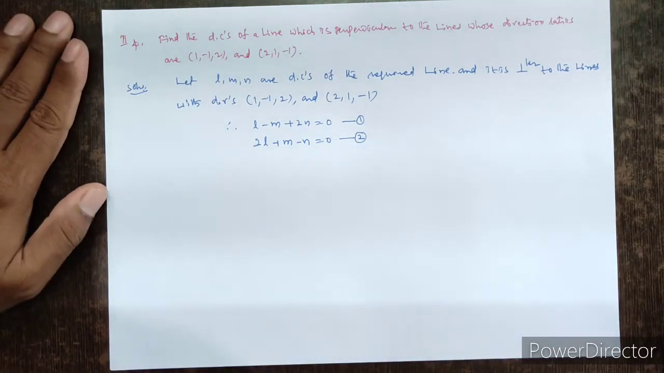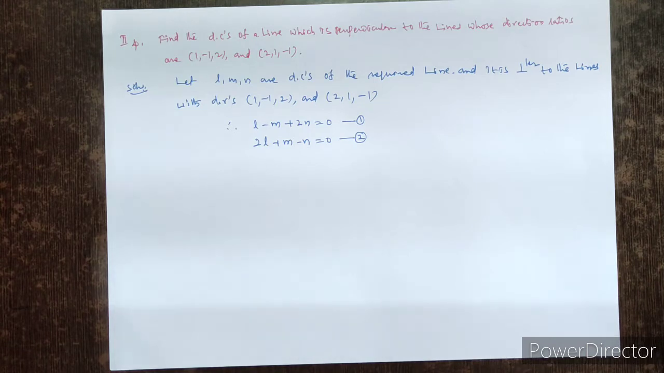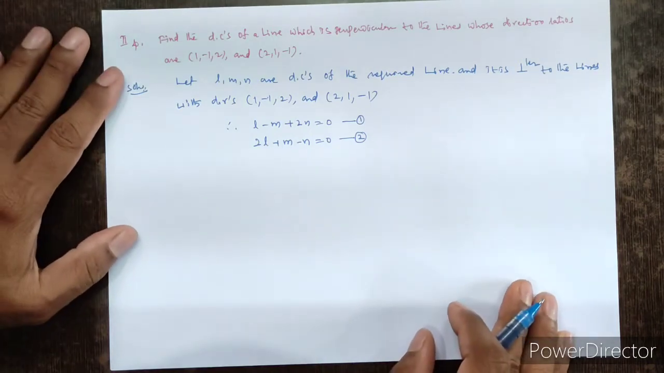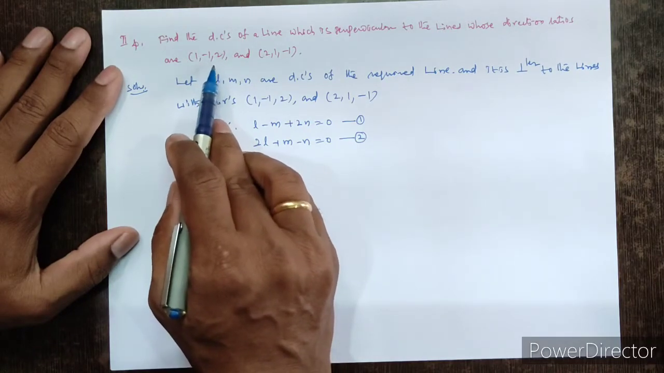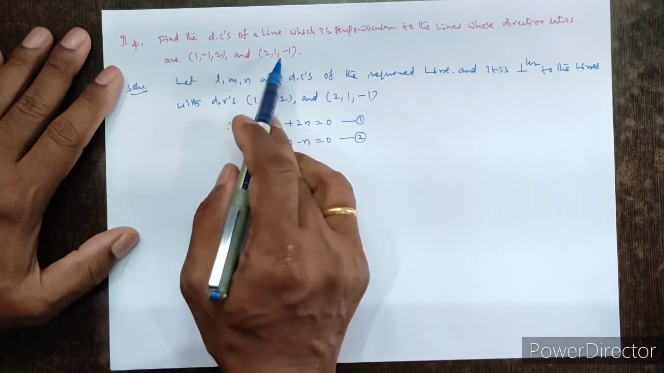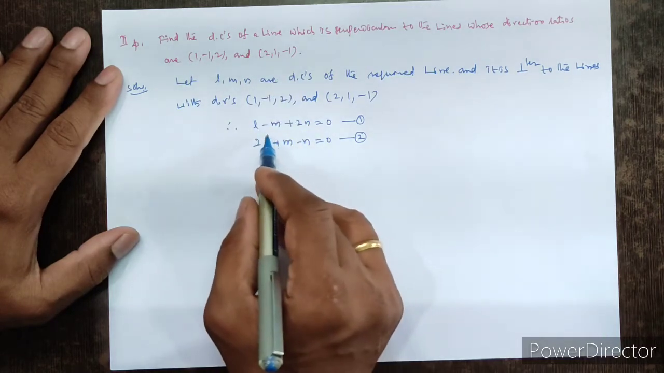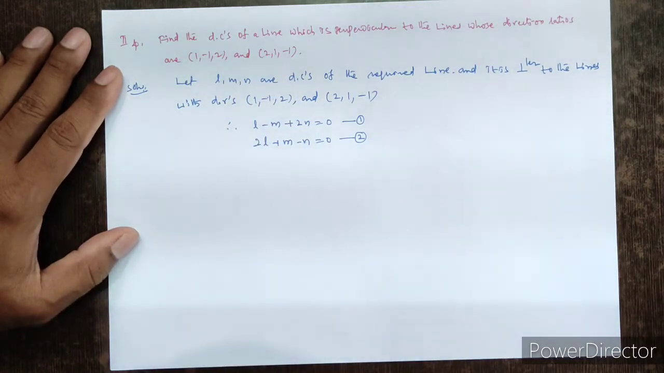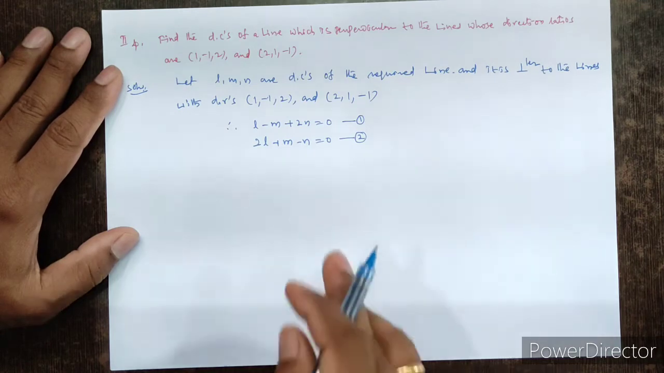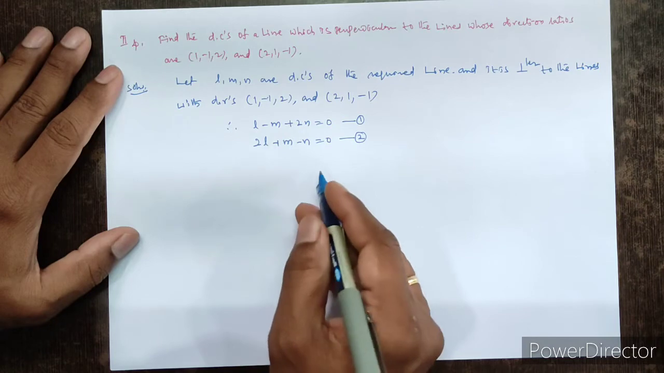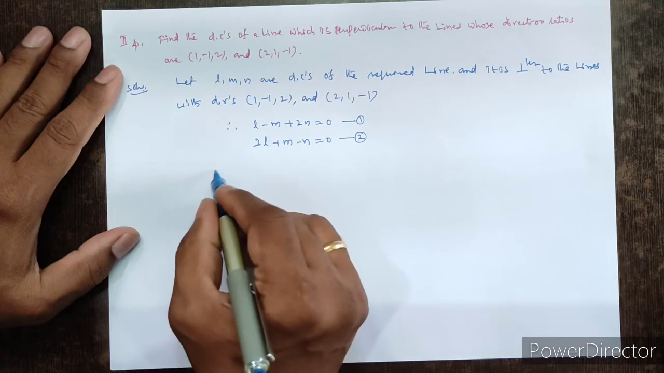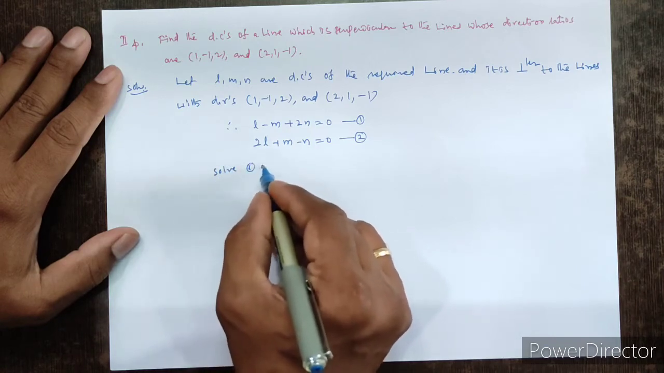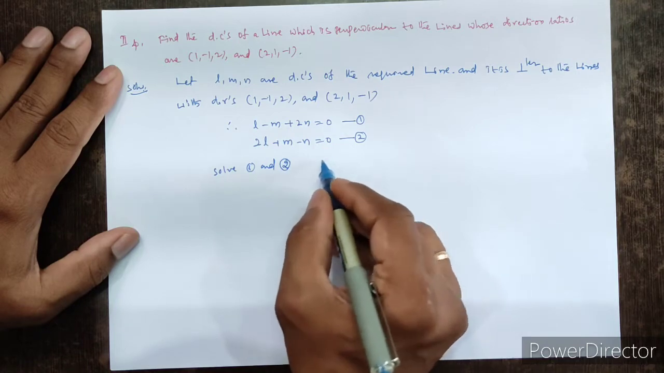The required line has direction cosines l, m, n, and the given lines' direction ratios are 1, minus 1, 2 and 2, 1, minus 1. So the condition is l1 l2 plus m1 m2 plus n1 n2 equals 0 when they are direction cosines. So first find l, m, n. Just solve equations 1 and 2.